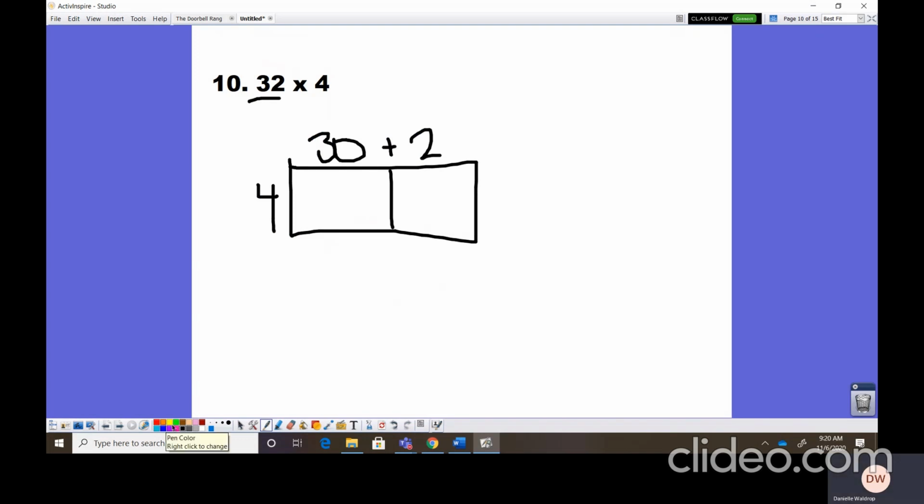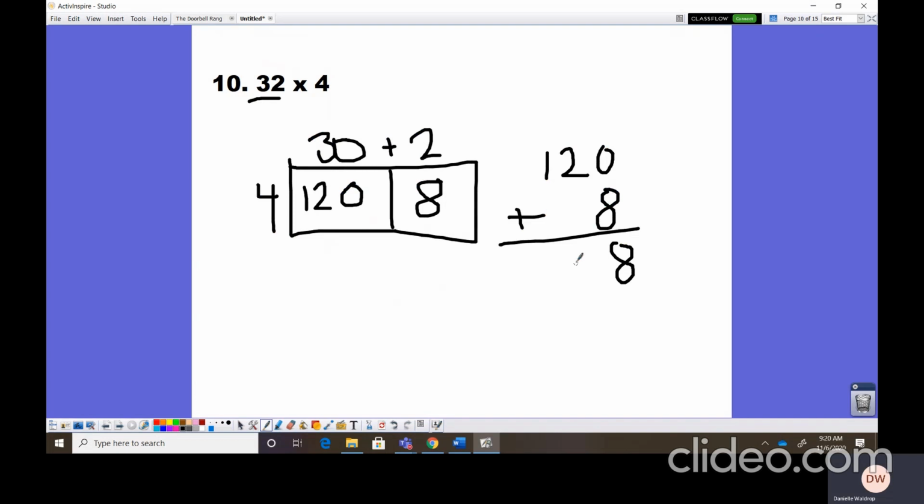Then we're going to do our multiplying. 30 times 4. 3 times 4 is 12. 1 zero, so it's 120. And then 2 times 4, of course, is 8. So stack and add. 120 plus 8, we get an answer, a product of 128.